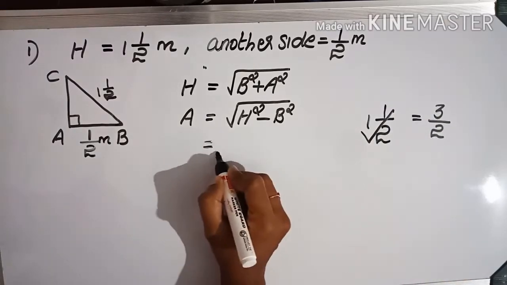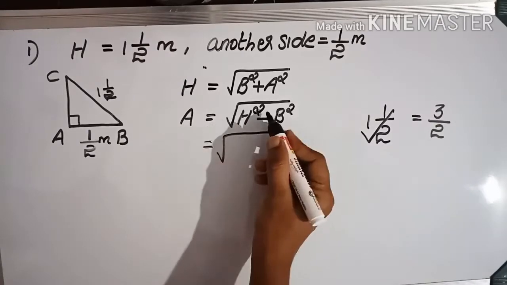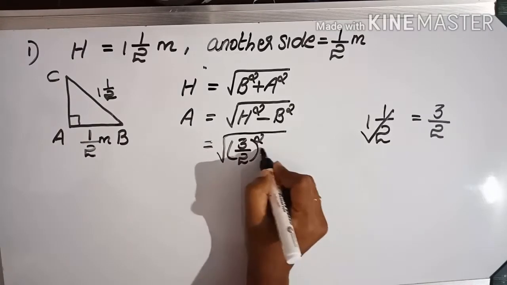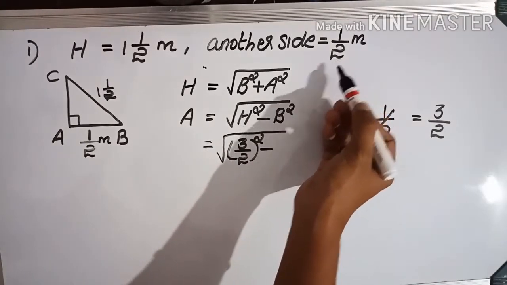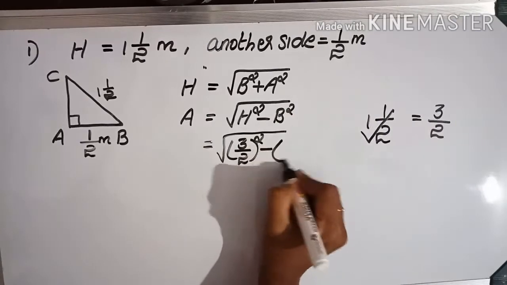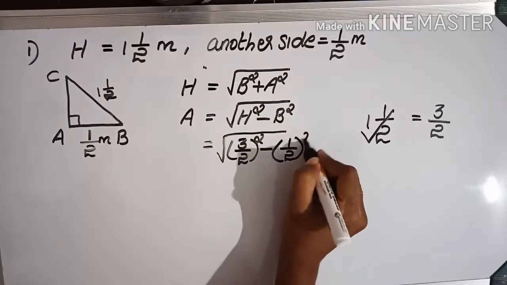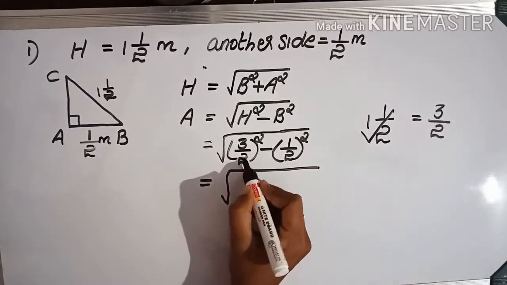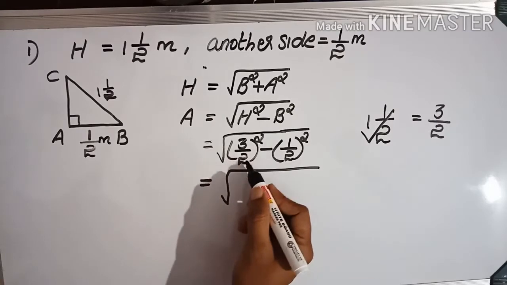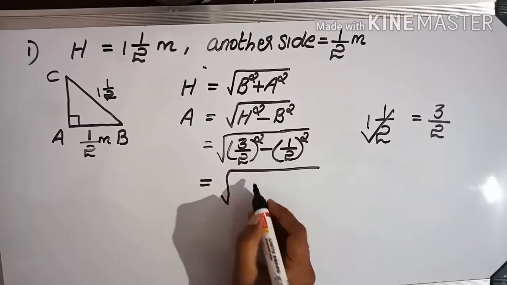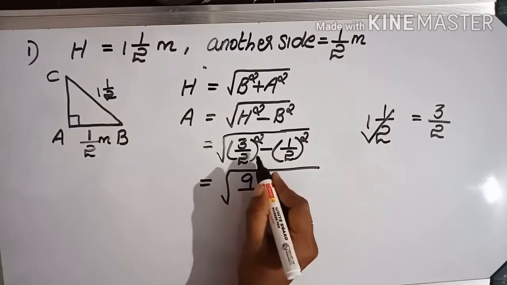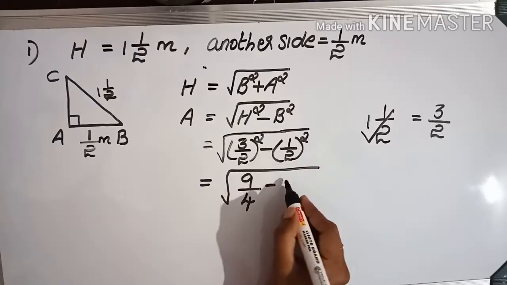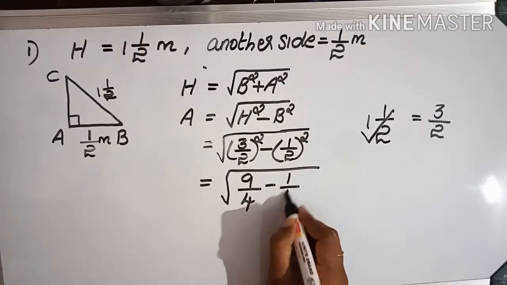So instead of this we can write 3 by 2. Altitude is equal to root of hypotenuse square, that is 3 by 2 whole square, minus base square. The base is already a simple fraction, that is 1 by 2, so 1 by 2 whole square. Next, 3 by 2 whole square means you have to write 3 square and 2 square also. So 3 square is 9 by 2 square is 4, minus 1 square is 1 by 2 square is 4.